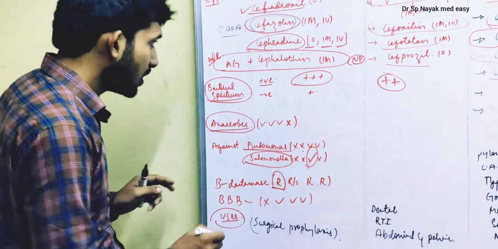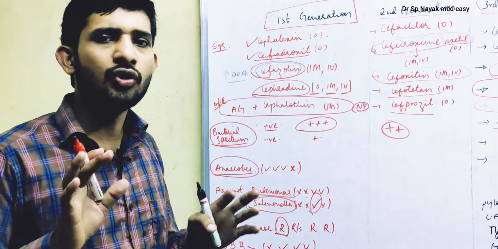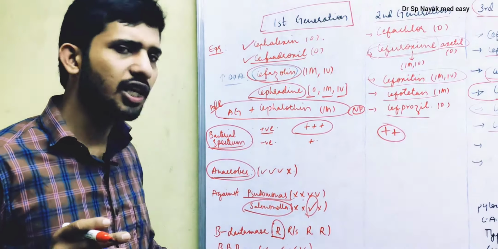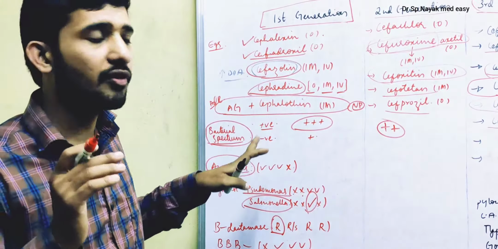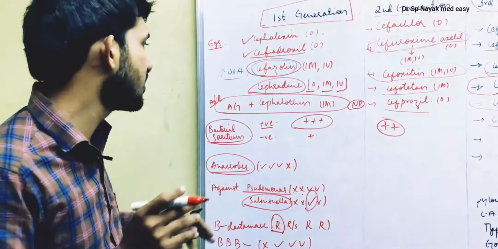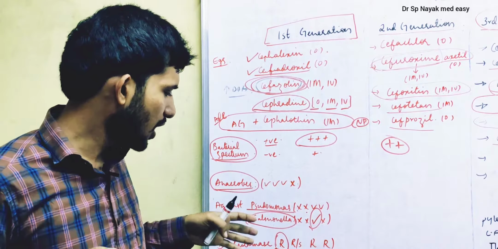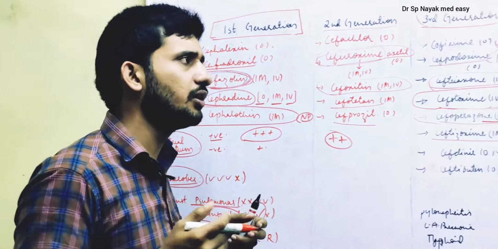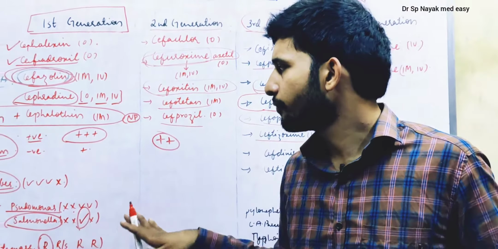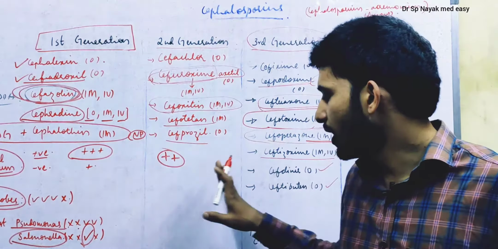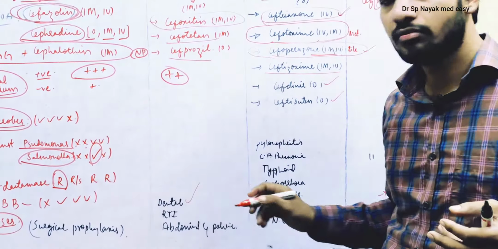And yeah, uses. So in first generation cephalosporins we don't have many uses, but remember guys, in surgical prophylaxis we commonly use first generation cephalosporins, and in surgical prophylaxis we use cefazolin. Cefazolin is a drug of choice in surgical prophylaxis, and because of its high duration of action, we use this drug. Other than that, we can use it in oral infections and in other surgery infections we can prescribe first generation cephalosporins. And in second generation we have some dental uses.